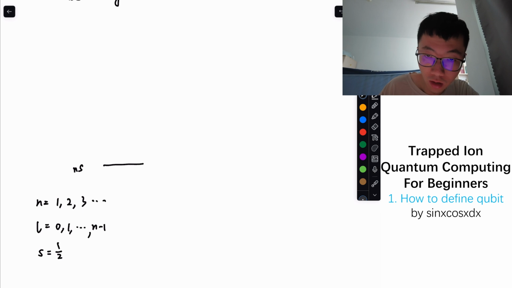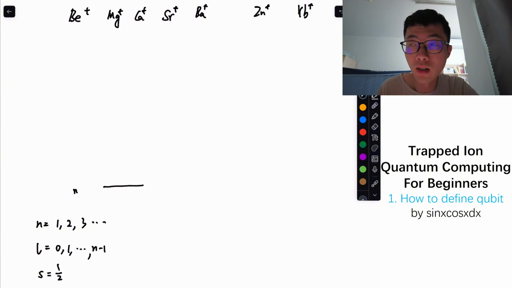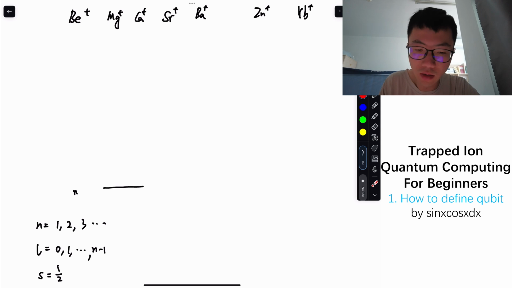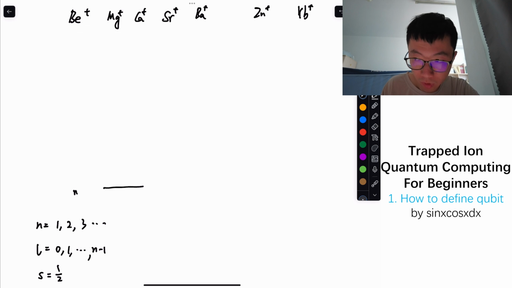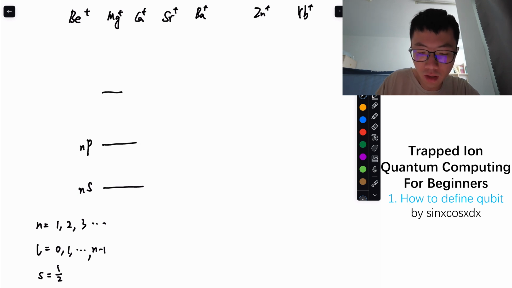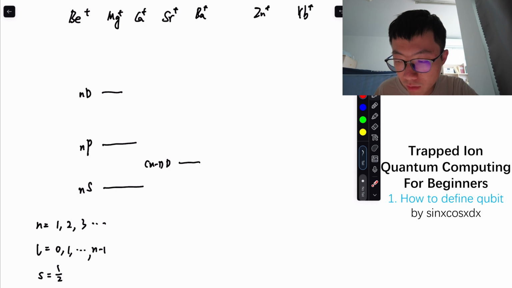This n is the main quantum number of the outer layer. This is 2, 3, 4, 5, 6. Whatever, we just use n to denote this number, and this is ns. We have np and d, etc. And the (n minus 1)d energy is usually higher than ns and lower than np. Okay, it's just in between. And then we can define a qubit.